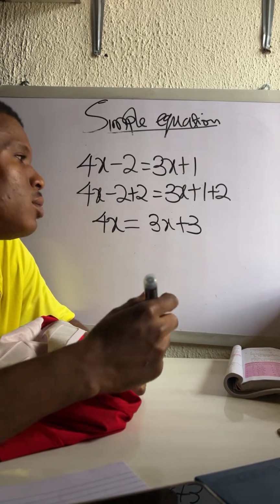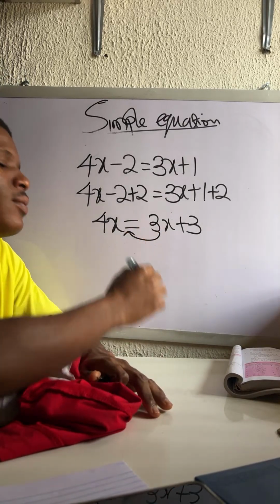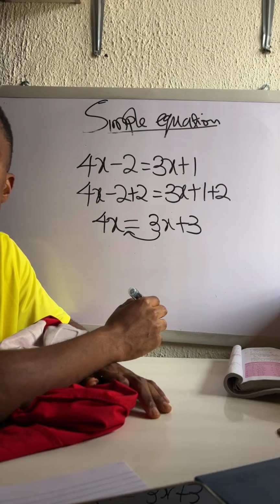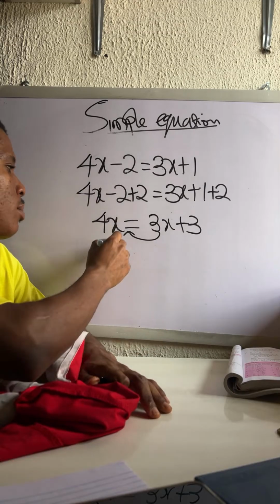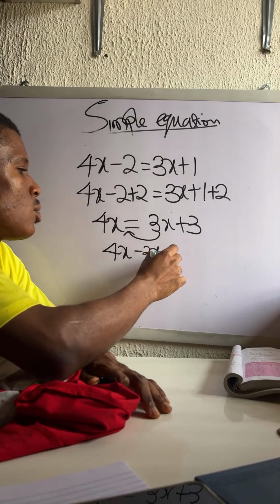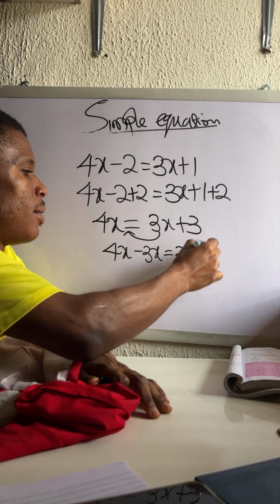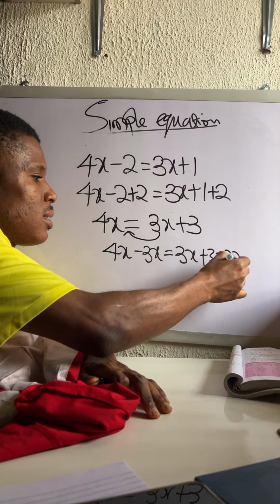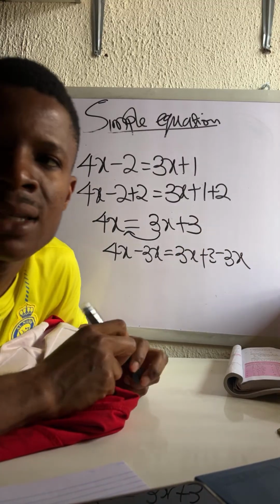Then the next thing you do is to subtract 3x from both sides, okay? So what do you get when you subtract 3x from both sides? 4x minus 3x, and that's equal to what? 3x plus 3, take away 3x. We just subtracted 3x from both sides.